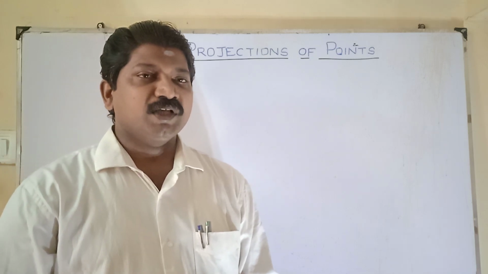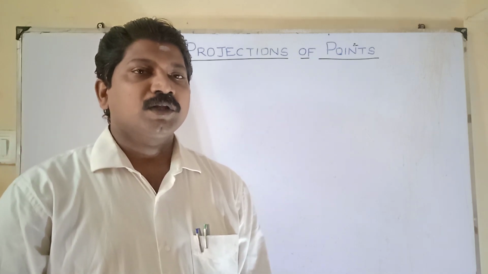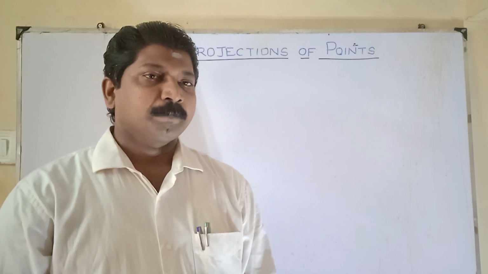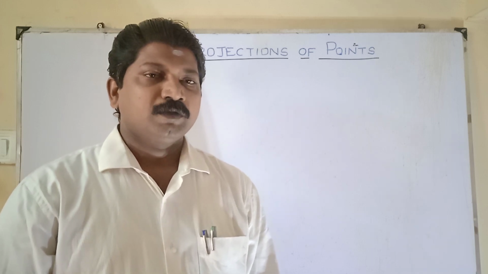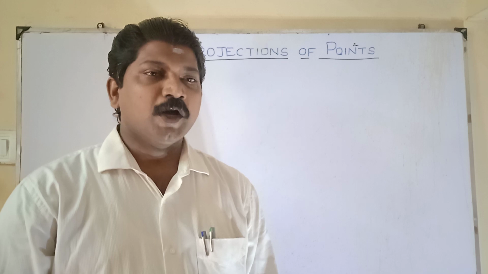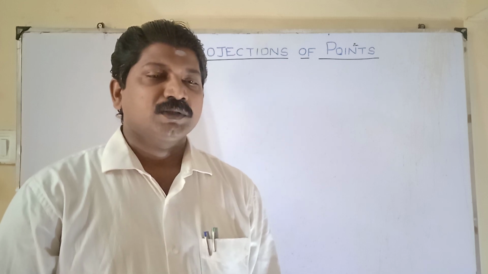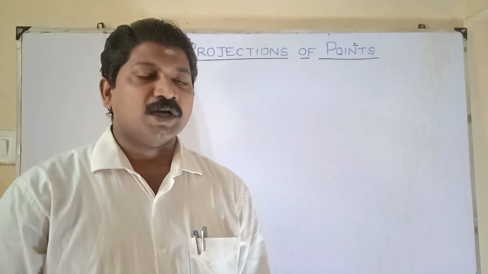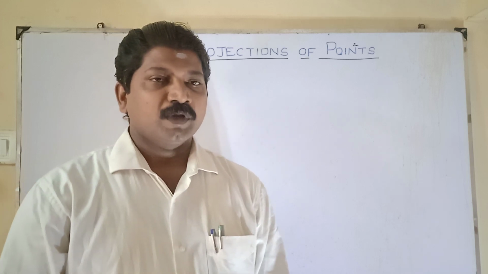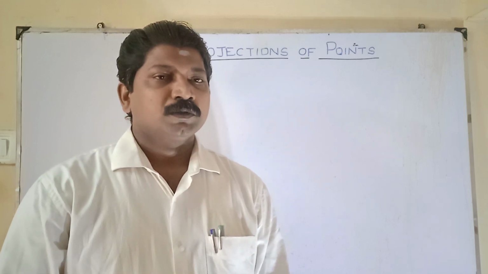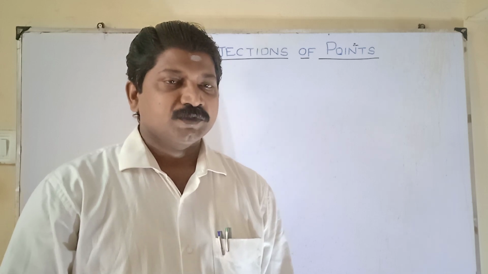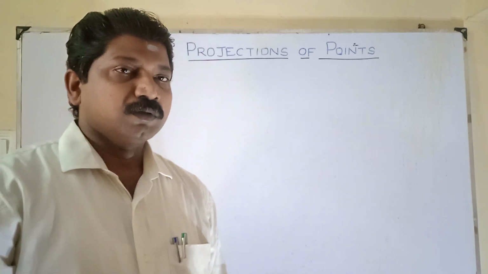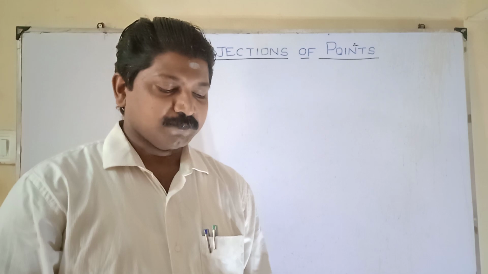In engineering graphics, we will follow the first angle projection method only, except for points. We will project the object point in all the four quadrants, to know the merits and demerits of all the four quadrant projections. Okay, let us move to projections of points. First, we will discuss a point in the first quadrant.